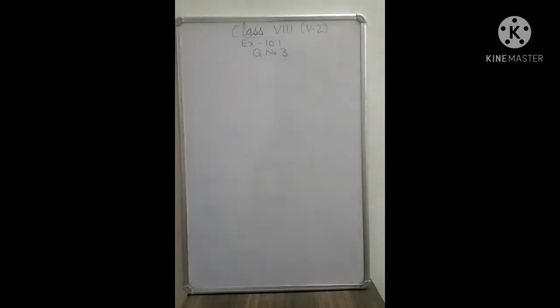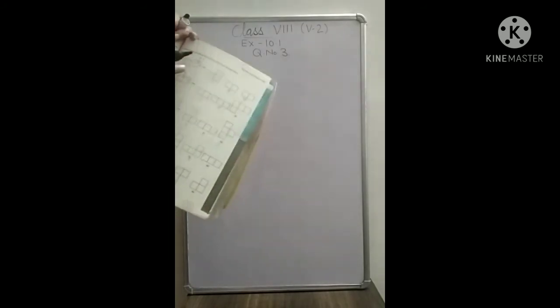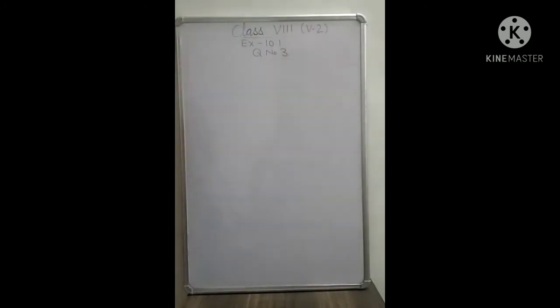Here the statement is question number 3. For each of the given solids, identify the top view, front view and side view. Here you have 5 parts, you are given some figures, and according to these figures you have to find the top, front and side view everywhere. So here is the solution of this.